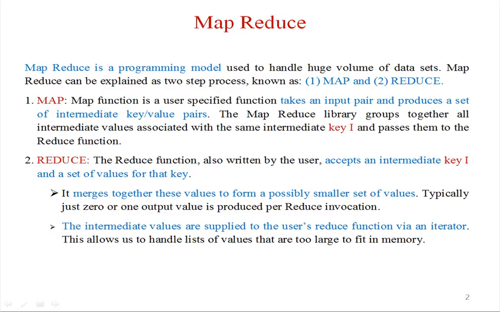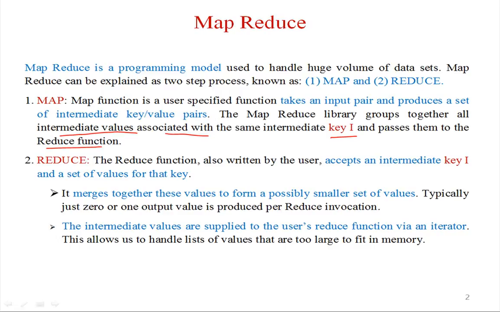The map function is a user-specified function that takes an input pair and produces a set of intermediate key-value pairs. The MapReduce library groups together intermediate values associated with the same intermediate key and passes them to the reduce function, as I just discussed.